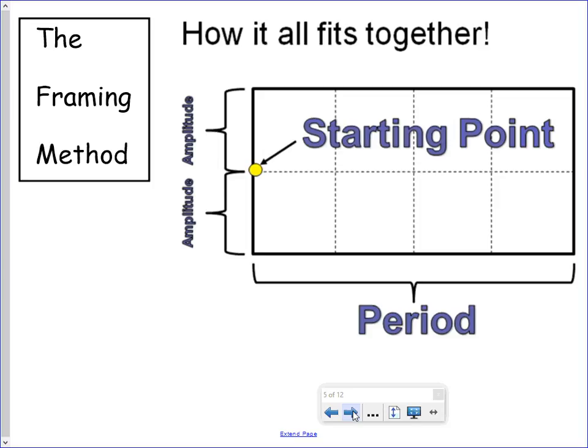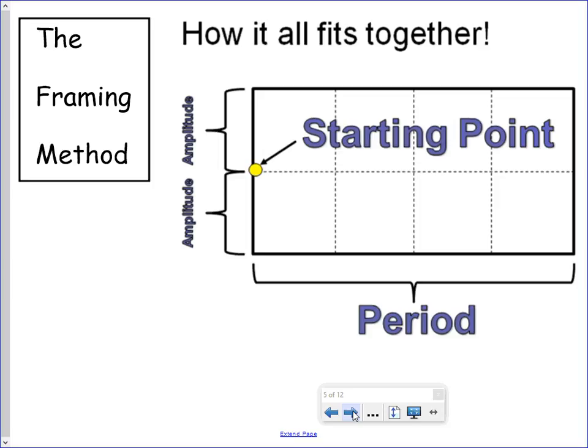Okay, so you practiced yesterday figuring out the horizontal and vertical shift and coming up with a starting point, C over B comma D. An important note to make today is that this is the starting point for the frame. That is not necessarily the starting point for your graph. Okay, so that's the starting point for the frame, not necessarily the starting point for the graph.